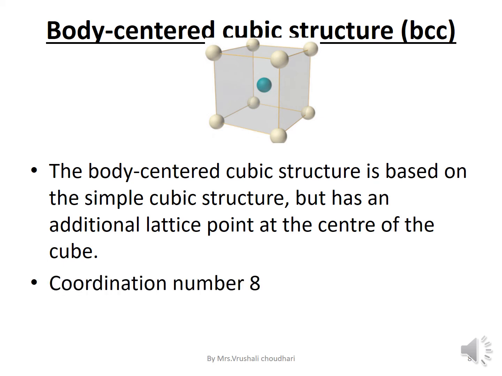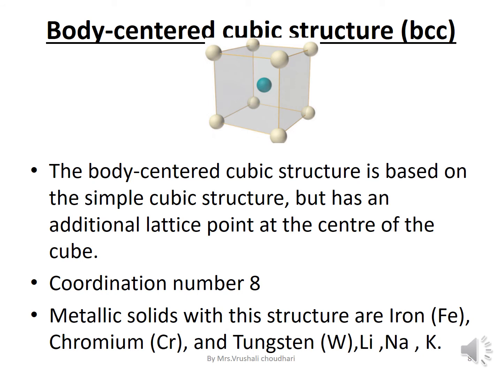Coordination number is 8. Metallic solids like iron, chromium, tungsten, lithium, sodium, potassium show the body centered cubic structure. In the exam, they will ask you, chromium is having dash type of structure. The answer is body centered cubic structure.